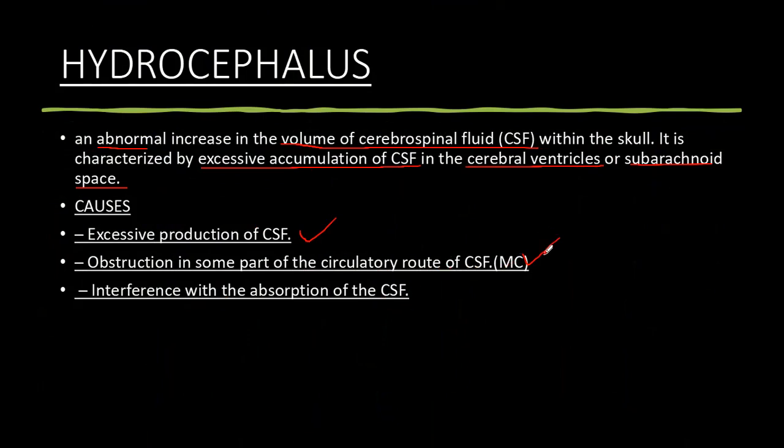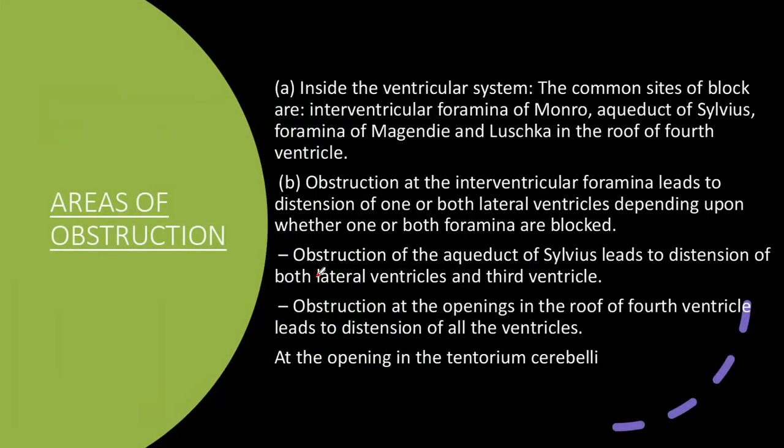Yes, so please note that obstruction is the most common cause. The production is normal, but there is an obstruction, so the flow of CSF is obstructed. It accumulates within the ventricles or the subarachnoid space. And yeah, so let's look at where this obstruction can occur. It can be within the ventricular system, and the most common sites include the intraventricular foramina of Monro, the cerebral aqueduct of Sylvius, or the foramina of Magendie and Luschka in the roof of the fourth ventricle.